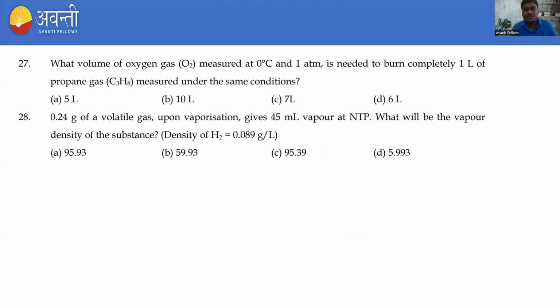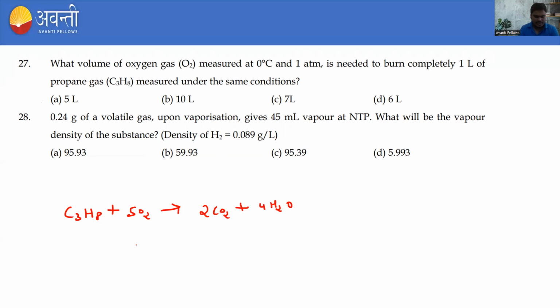Now, move to the next question. What volume of oxygen O2, measured at 0 degrees Celsius and 1 atm, is needed to burn completely 1 liter of propane gas, that is C3H8, measured under the same conditions? The options are already given: 5 liter, 10 liter, 7 liter, 6 liter. For the correct option, we need the balanced equation, basically what happens when C3H8 reacts with oxygen. This is the combustion reaction, so CO2 and H2O will be formed.